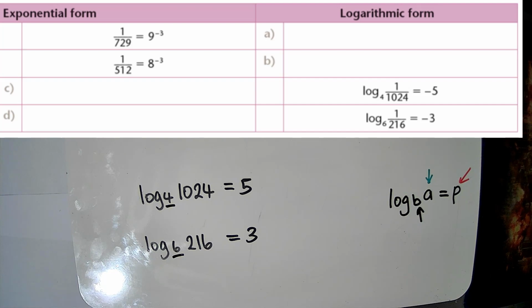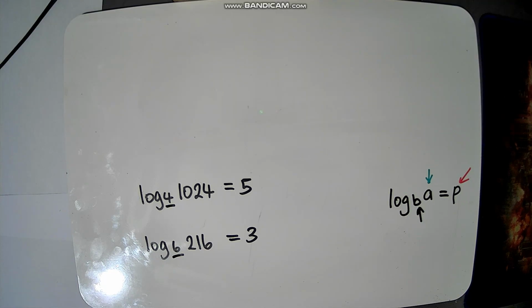The bases are underlined in black. The answer is underlined in green. And the power underlined in red. See if you can rearrange it. We have base 4 to the power 5 is equal to 1024.